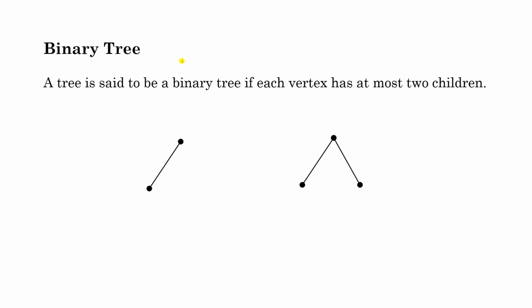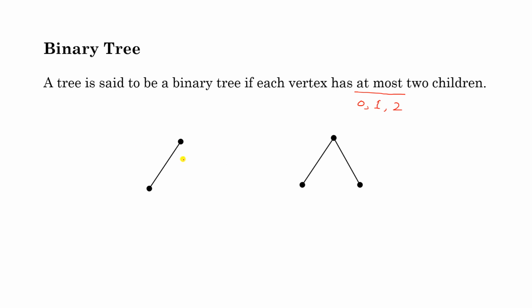Hello everyone. In this lecture, we will discuss binary tree. Binary tree is a particular class of rooted tree. A tree is said to be binary tree if each vertex has at most two children. Here, look at this word "at most." It means 0, 1 and 2.